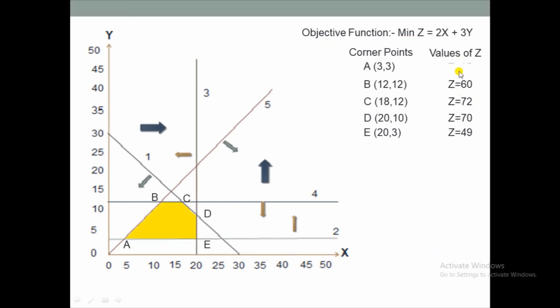That is z equal to 15 when x is 3, y is 3. So as the minimum value is 15 for the coordinates at A, that is x equal to 3 and y equal to 3, this is going to be the final answer.